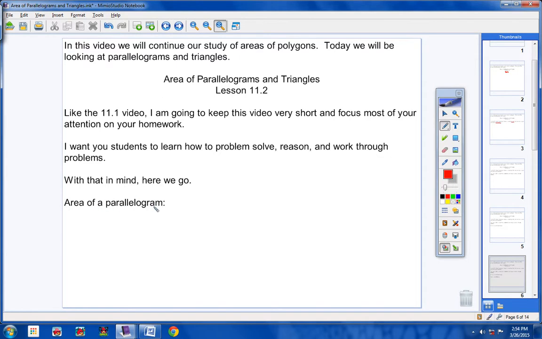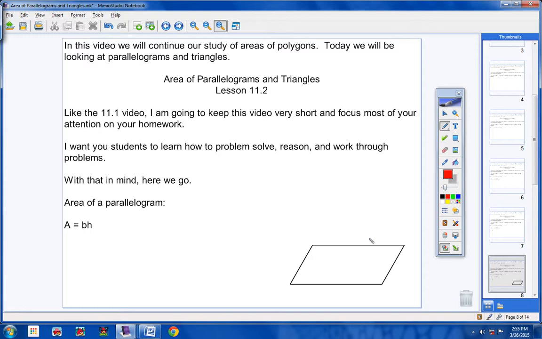Area of a parallelogram. Please copy this down. Here's the formula for the area of a parallelogram. Base times height. I'm going to go pretty fast, so if I go too fast, just pause the video. Area of a parallelogram is base times height. Now, in your notes, if you would please, go ahead and draw a parallelogram, okay?